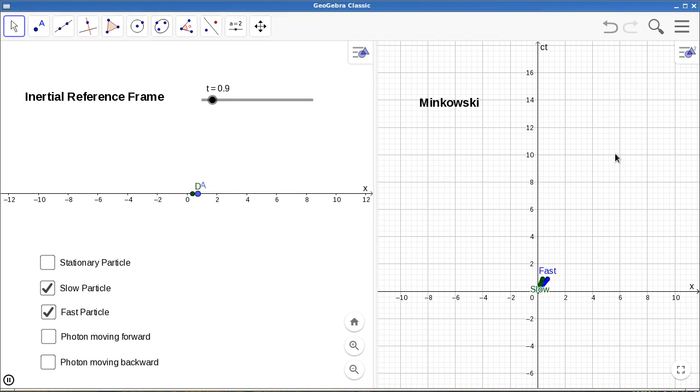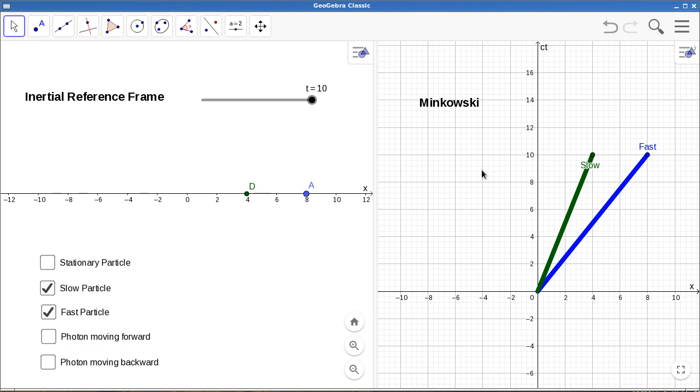Now we will see two particles. One is slower than the other particle. How will the world lines of those two particles show up in Minkowski spacetime? You can see that the particle which is moving slower than the particle A will have a larger slope compared to that of the fast moving particle.